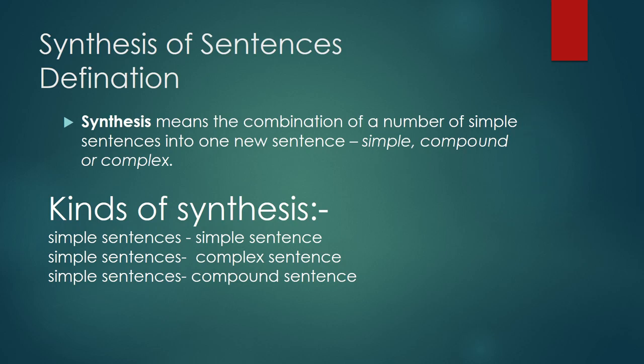Now, kinds of synthesis. So there are three kinds of synthesis. You can join two or more simple sentences together and make a simple sentence. Second, you can join two or more simple sentences and make a complex sentence or a compound sentence.